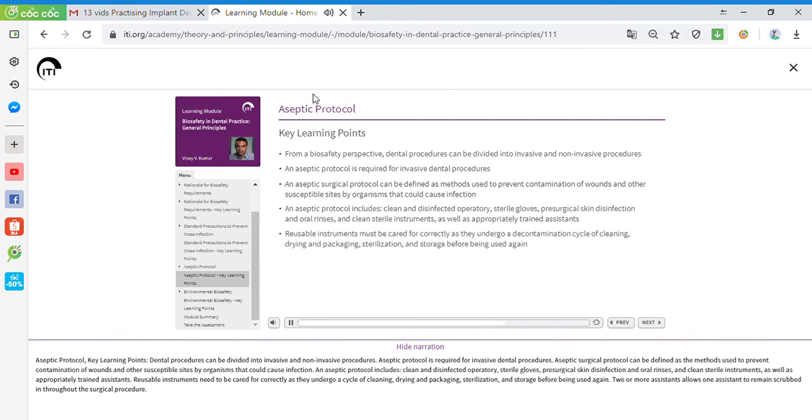Reusable instruments need to be cared for correctly as they undergo a cycle of cleaning, drying and packaging, sterilization, and storage before being used again. Two or more assistants allows one assistant to remain scrubbed in throughout the surgical procedure.